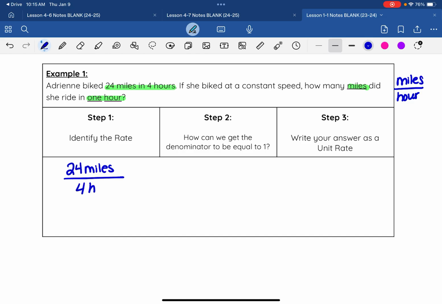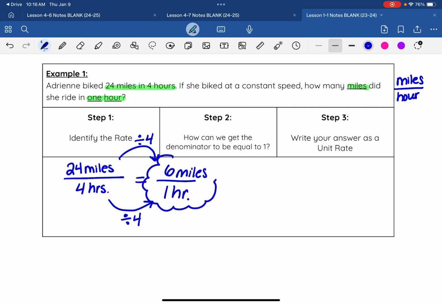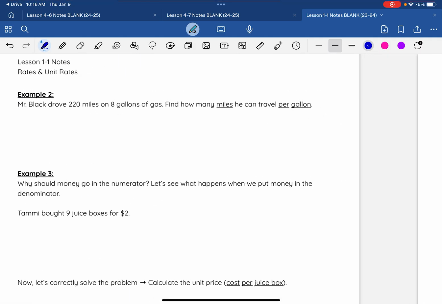in 4 hours. For step 2, it says, how can we get the denominator to equal 1? So we want to have this equal to something over 1 for 1 hour. To get to 1, we have to divide by 4. 4 divided by 4 is going to get me to 1. Whatever I do to the bottom, I have to make sure I do the same thing to the top. And 24 divided by 4 is 6. So my answer would be 6 miles in 1 hour. Go ahead and turn the page.